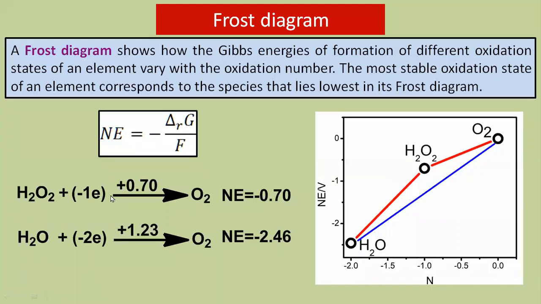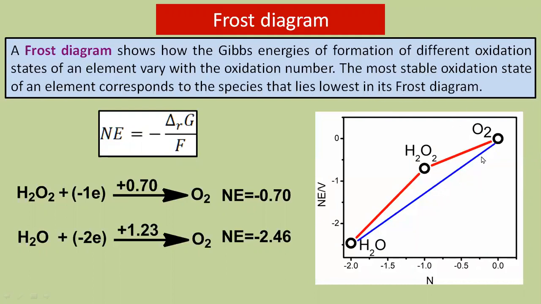Okay, now let's discuss the Frost diagram, and this is also very important. It is a little easier to interpret, although you need to do a little more work to get the diagram. The definition is like this. The Frost diagram shows how the Gibbs energy of formation of different oxidation states of an element varies with the oxidation number, and the most stable oxidation state of an element corresponds to the species that lies lowest in its Frost diagram.